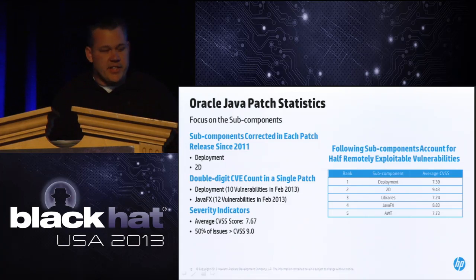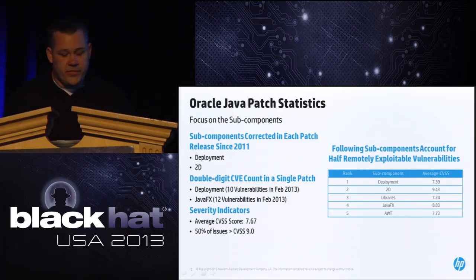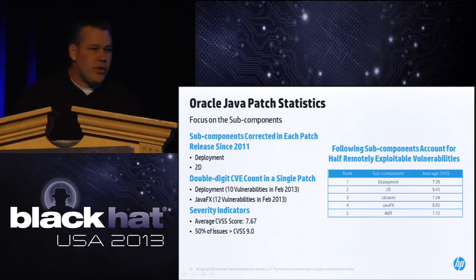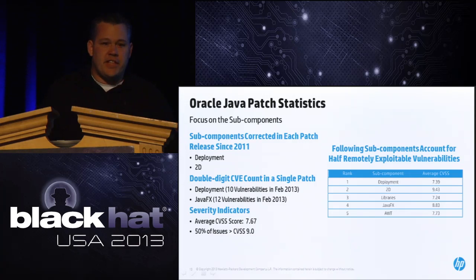On average, the CVSS score is 7.67. And if you look at the table itself, you can make an argument that the 2D component is actually the worst component in the architecture based off of its ranking and average CVSS score.